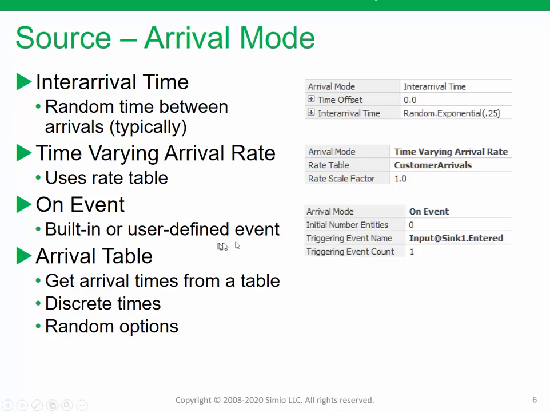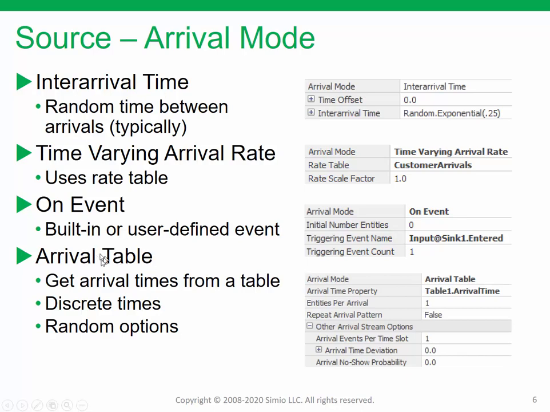We can have an on event arrival mode, which we see here, and in this case the triggering event is input at sync 1 entered. So when an entity enters the input node of a sync 1 object instance, that triggers the source object to create an entity, and we'll see an example of this in the next video.